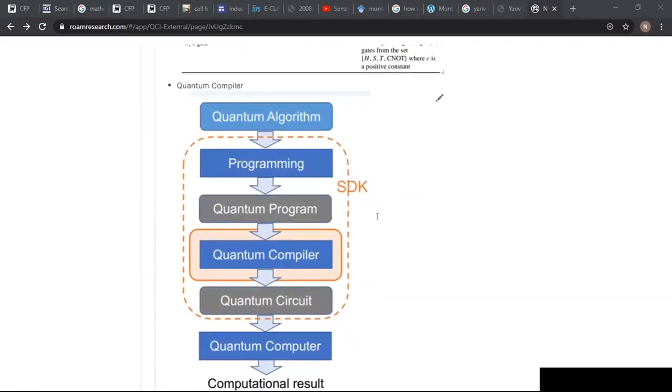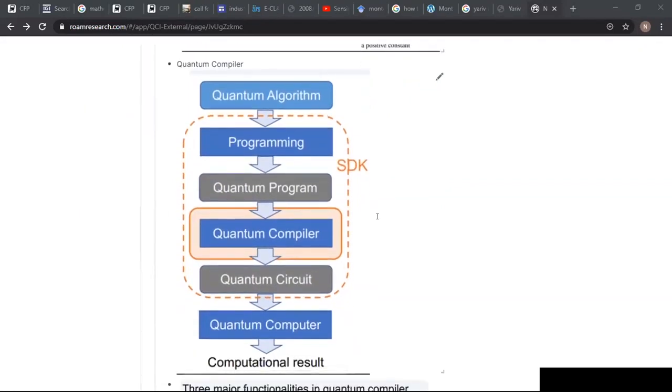Like we spoke about, we'll be working on and developing hardware which is specifically for a particular purpose. So I should tell you what factors we need to tackle to make a particular application specific. This is the flow chart, where you have the quantum algorithm, the quantum program, the quantum compiler, the quantum circuit, and the quantum computer. And at the end, you have the results.